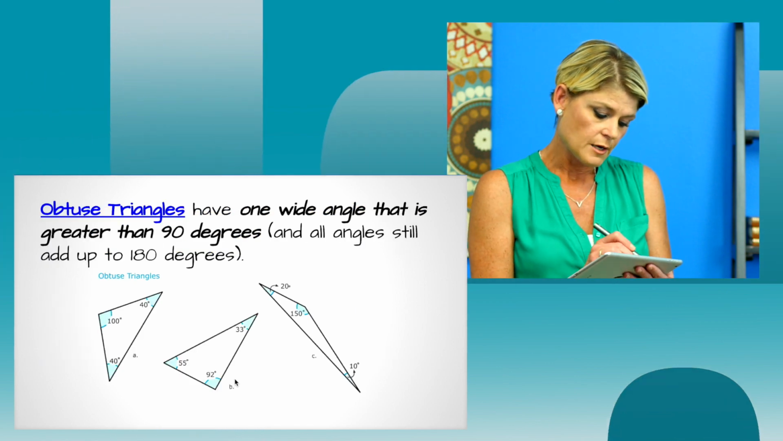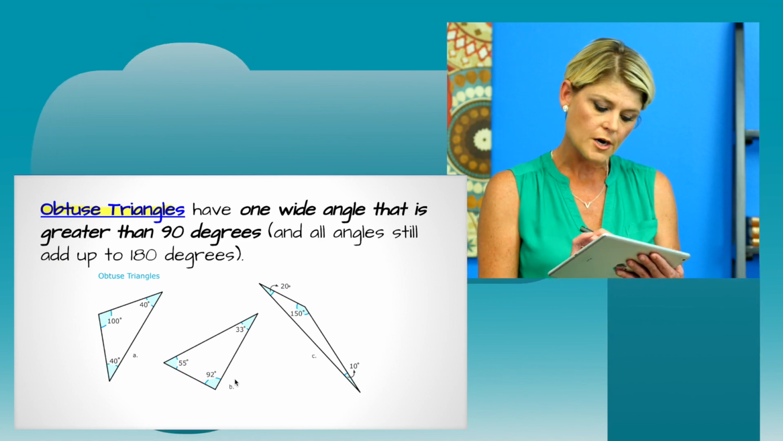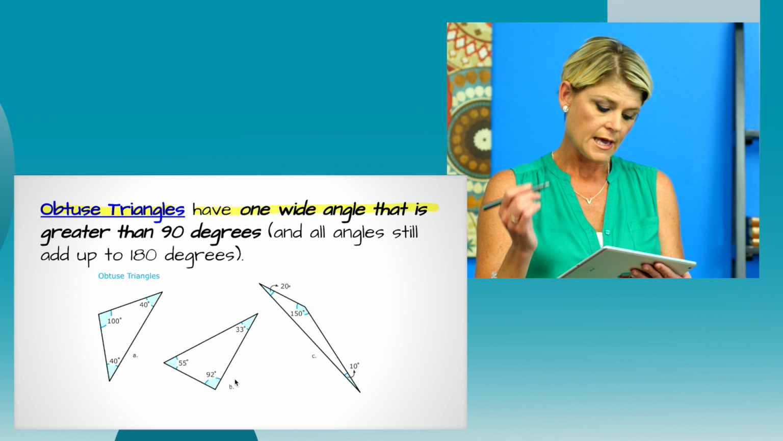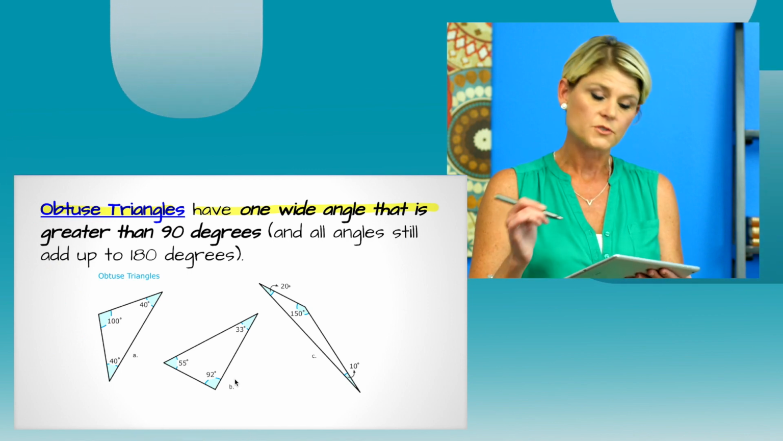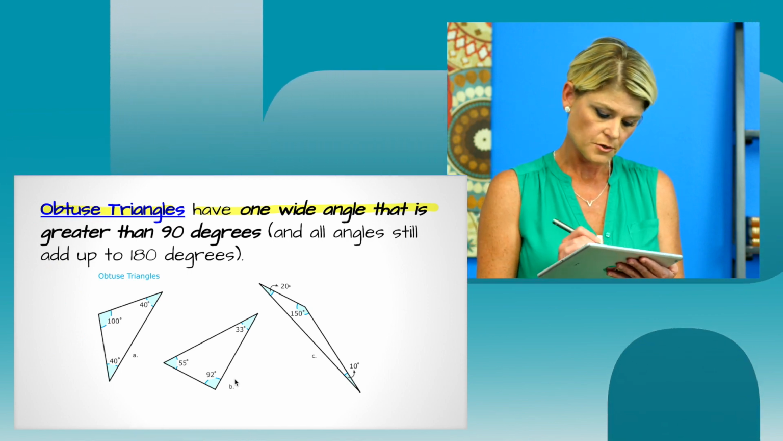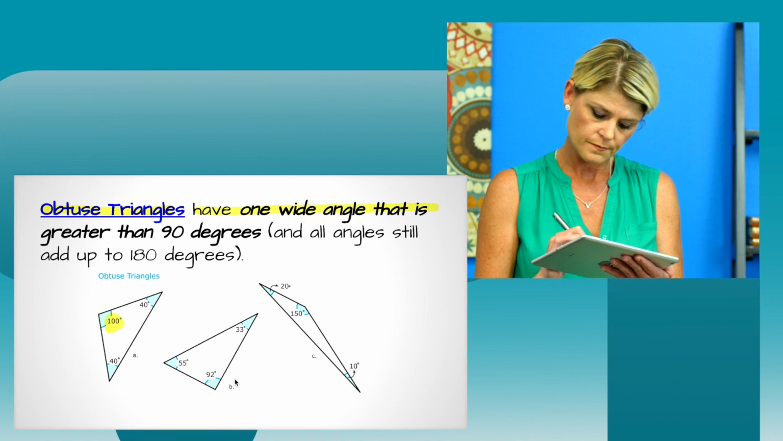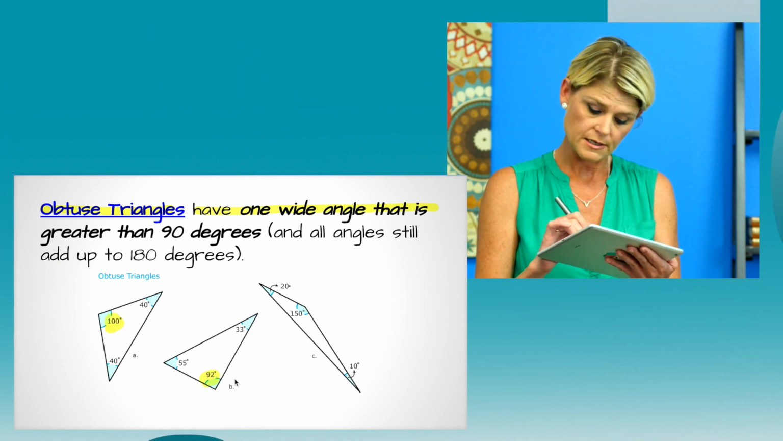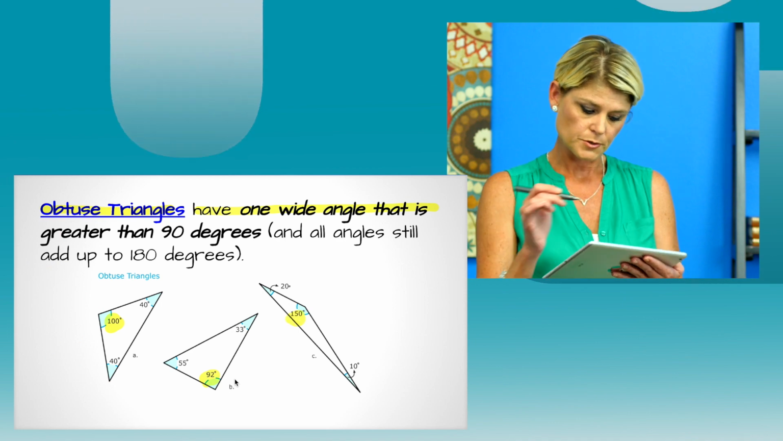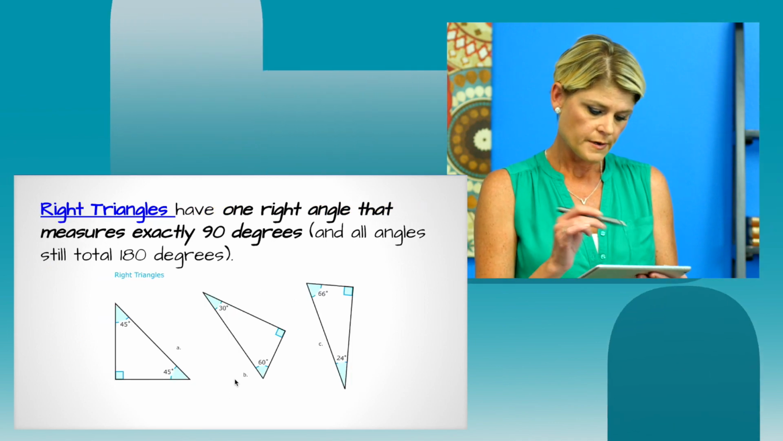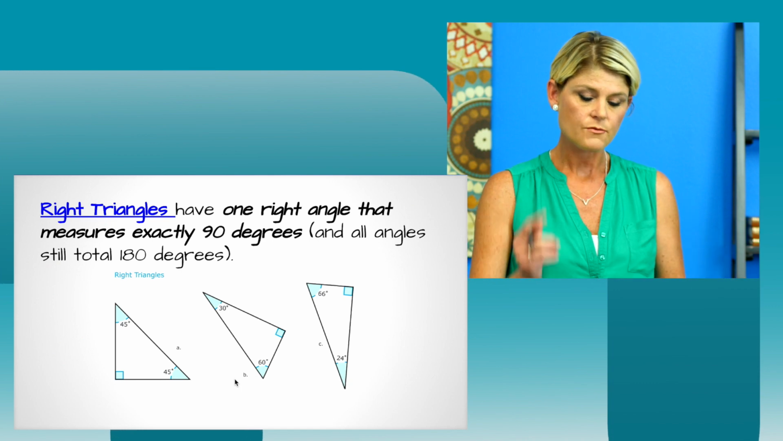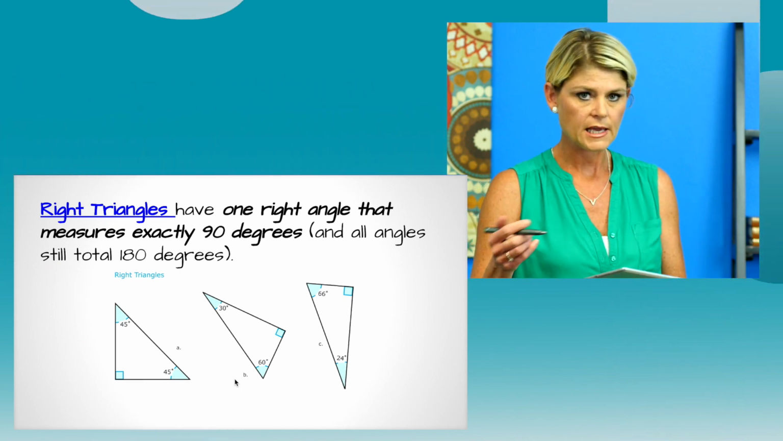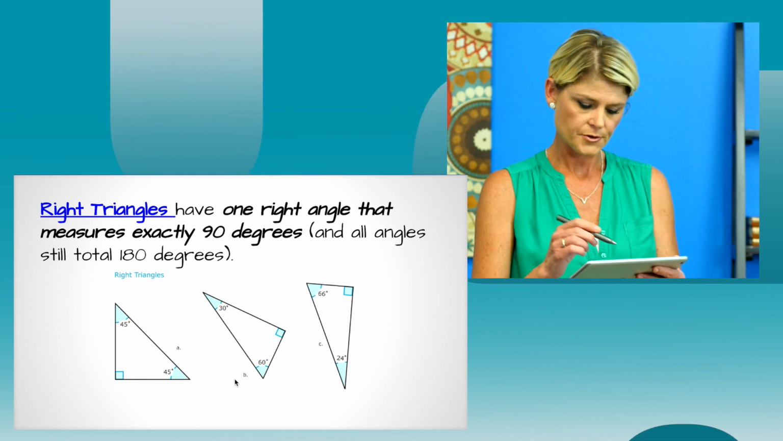And next we have obtuse triangles, where we have one wide angle that's greater than 90 degrees, and still all the angles will add up to 180 degrees. So here's our obtuse angle, obtuse because it's greater than 90, and that angle is obtuse. All right, and right triangles have one right angle that measures exactly 90 degrees, and all the angles still total 180 degrees.